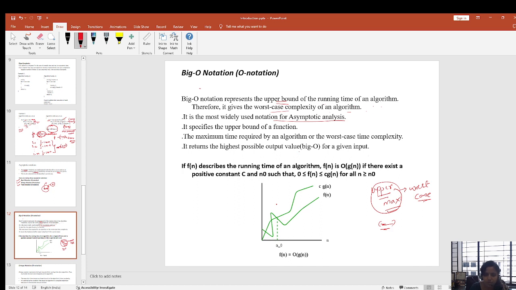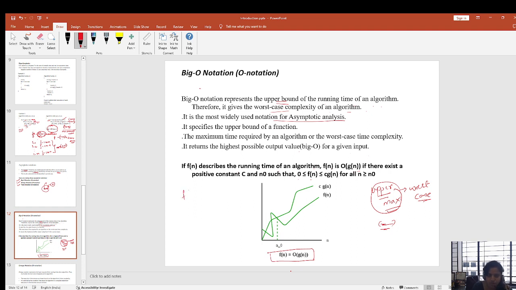Now in this given figure, this is a general definition of big O notation. Suppose f of n describes the running time of the algorithm, then f of n is big O of g of n. This is a general equation for asymptotic notation of big O, where f of n is the given running time of an algorithm, whereas g of n is such that there exist a positive constant c and n naught such that f of n lies between these two.